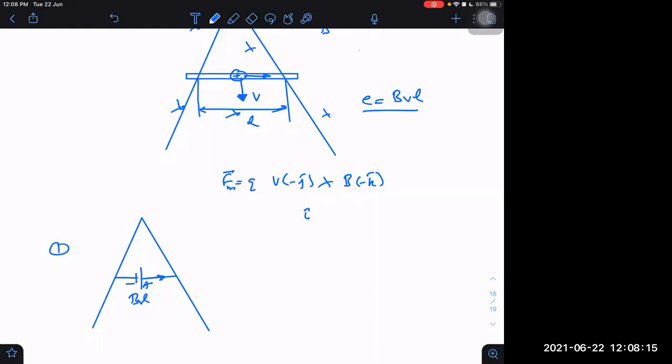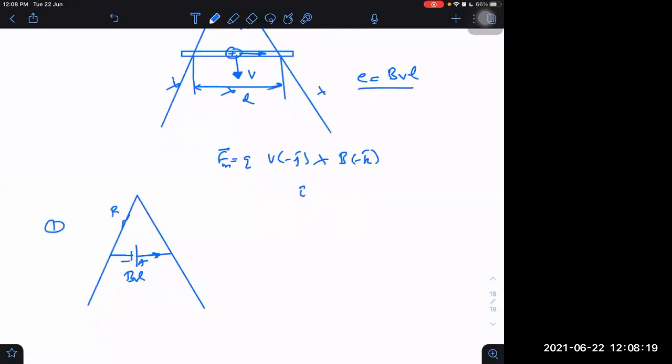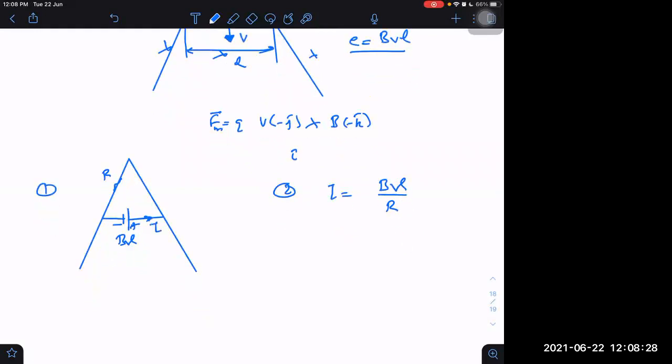One question over. Second, let us say I am giving you resistance R. Then what will be the induced current? As you know already, induced current is BVL by R. What is the direction of induced current? This side, this side, this side. Right or not? Yes, sir.